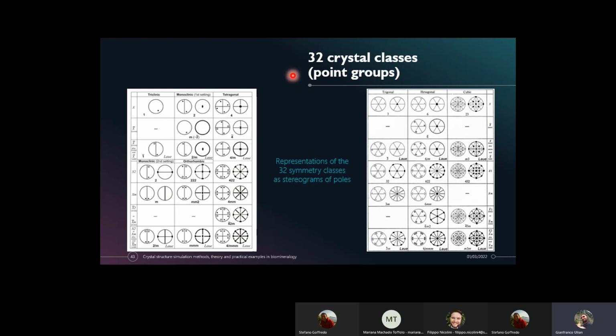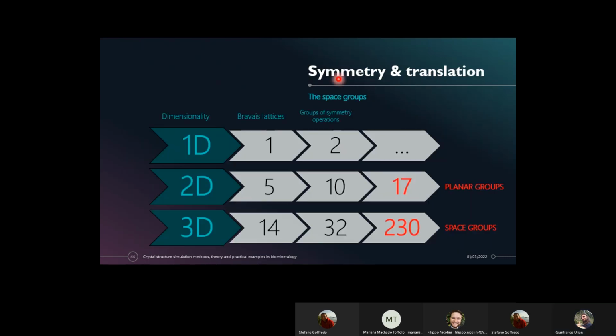And by combining the possible Bravais lattices with the point groups, the groups of symmetry operations compatible with these Bravais lattices, we obtain for the 2-dimensional case 17 planar groups, and for the 3-dimensional case, 14 Bravais lattices combined with 32 groups of symmetry operations, we have the 230 space groups.